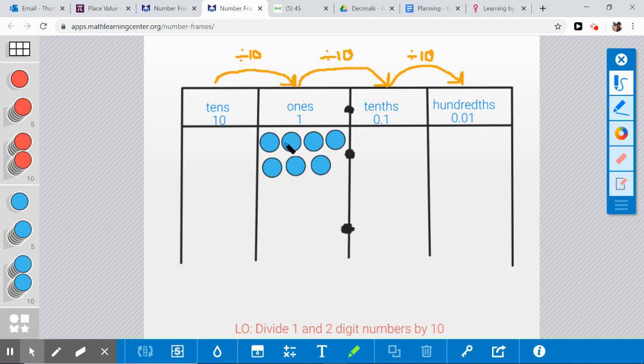So now we've got 7 ones in our ones column. So our calculation is going to be 7 divided by 10. So I'm just going to write 7 underneath here. So first of all, let's move the counters. So we're going to move these 7 ones, and we're going to make them 10 times smaller by moving them into the tenths column.